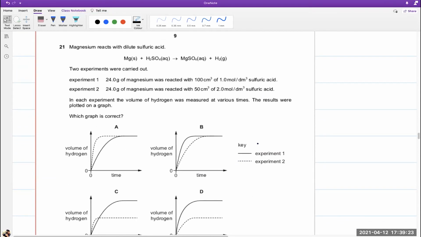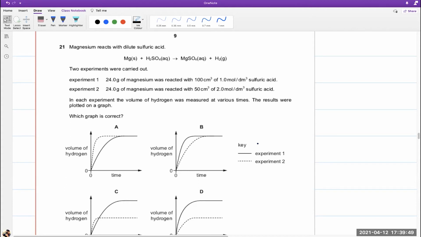Good. Magnesium reacts with dilute sulfuric acid, okay. 2 experiments were carried out. In one, 24 grams, in the other also 24 grams. In one, you have 100 cm cube of 1 mole per dm cube sulfuric acid. In the second, you have 50 cm cube of 2 mole per dm cube sulfuric acid. In one the volume is less, but the moles per volume is double. Concentration is higher. What's the total number of moles?